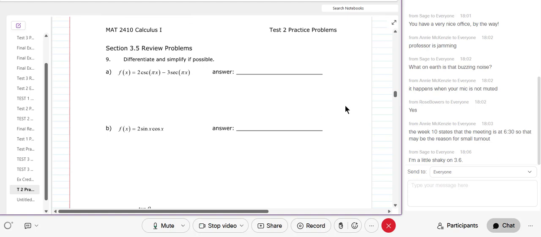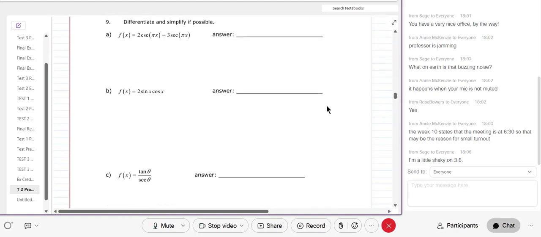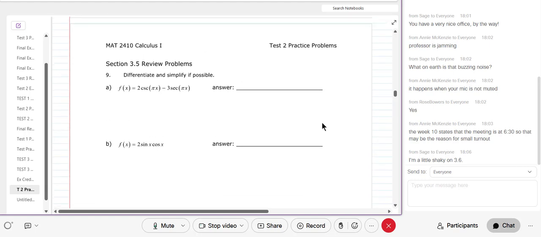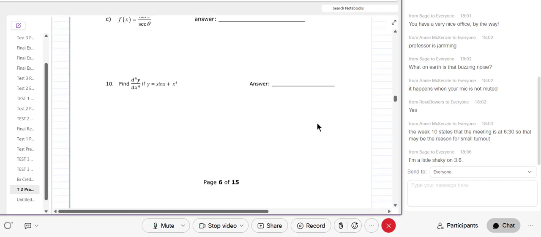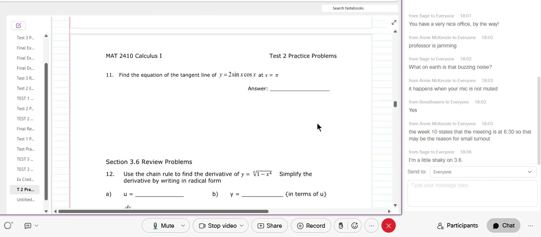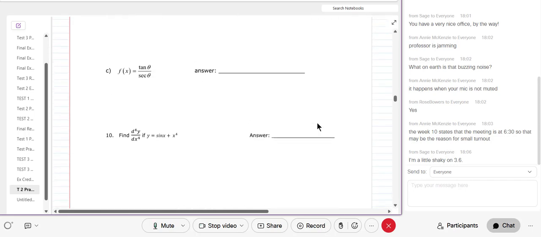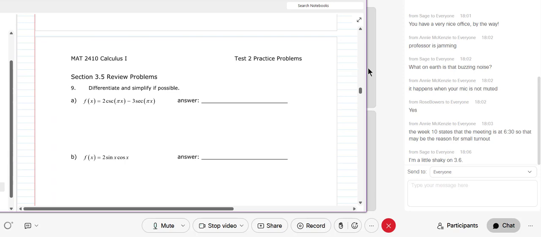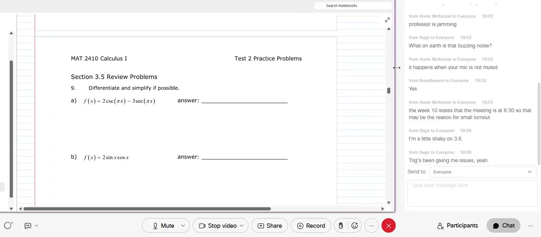Okay, this is where you're working with derivatives of trig functions. Okay, Sage, you're saying the 3.6 stuff. All right, so we'll go ahead and start with some of these trig problems here. I've got about 4 or 5 trig problems. Like I said, one thing you need to make sure you have memorized is the derivative of the trig functions.